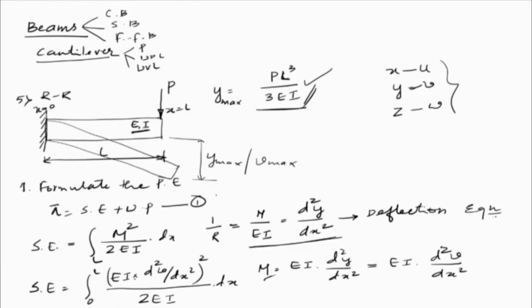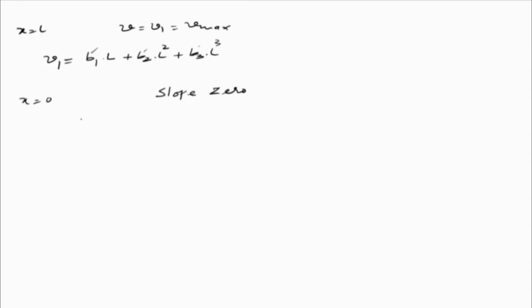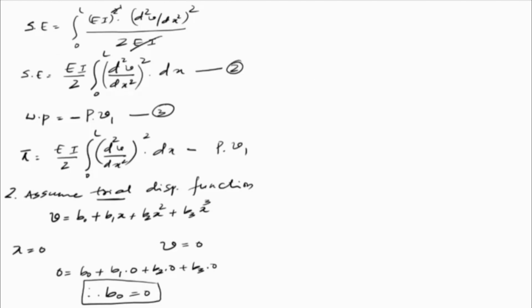I don't have any slope at the fixed end, whereas I have a slope at the free end. So this is the slope which I have at the free end, whereas at the fixed end I don't have any slope. Therefore, when x is equal to 0, my slope is 0. That is dv by dx is equal to 0. Slope is nothing but differentiating that particular deflection with respect to x. So what you can do is differentiate this v with respect to x and equate it to 0.